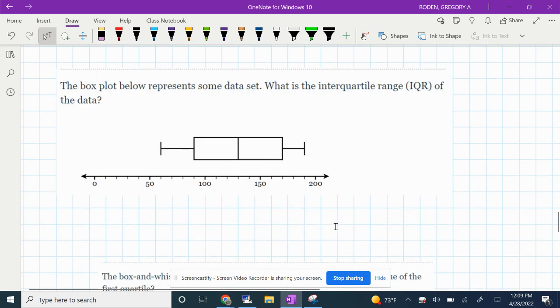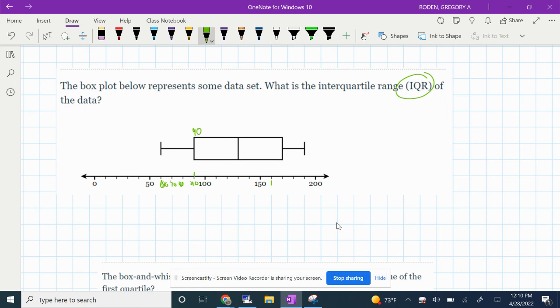On the box and whisker here, I just kind of copied some of the box and whisker problems from Delta Math. Here it's asking for your IQR, right? So that means you're just going to take this number. It looks like we're counting by tens here. So it looks like we're at 60, 70, 80, 90. So it looks like you have to take 90.